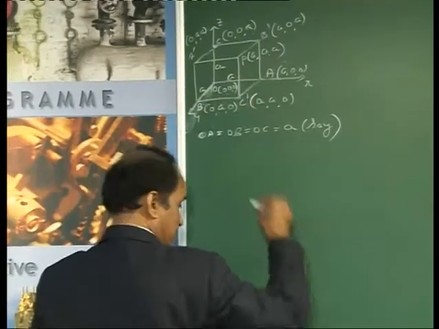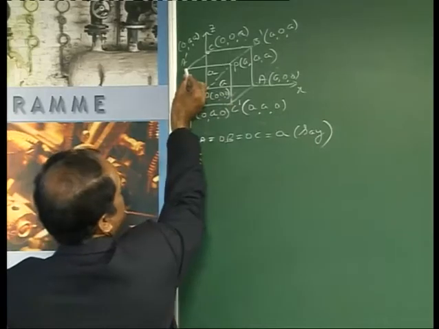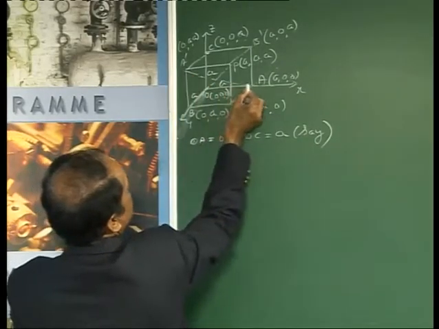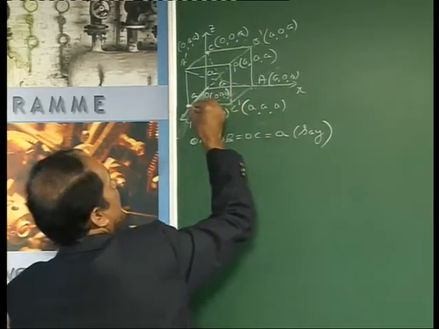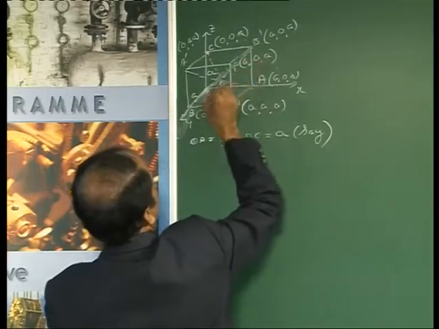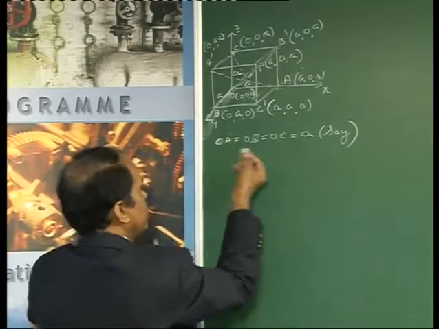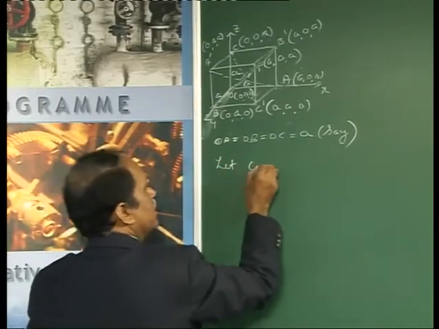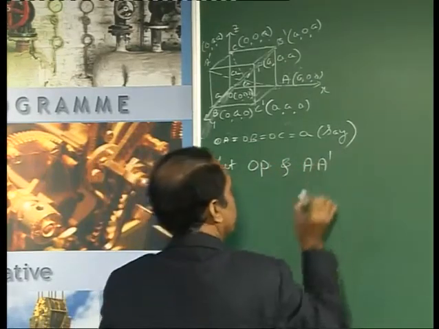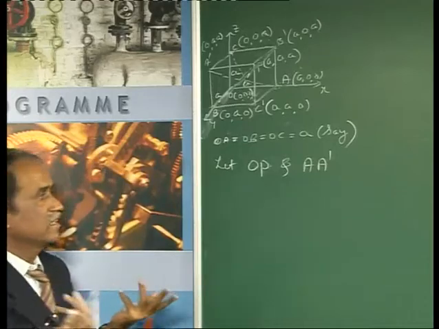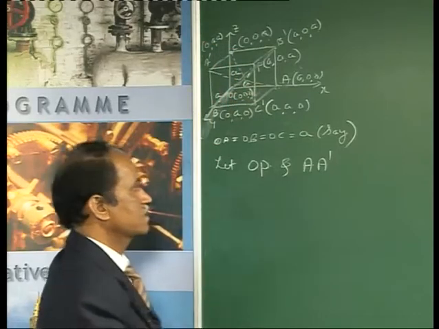Now first diagonal, for example, this is one diagonal, okay, A dash with A, this is another diagonal, and C with C dash, this is one more diagonal, and B with B dash. To give the solution for this problem, I will take only two diagonals, let OP and A dash, this is one choice you can take. Otherwise OP with BB dash, OP with CC dash, like that.